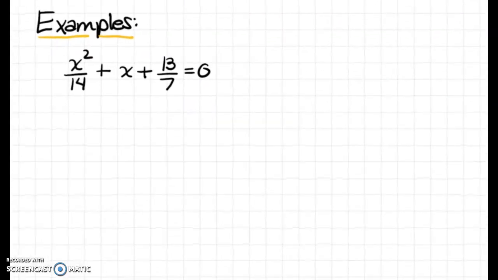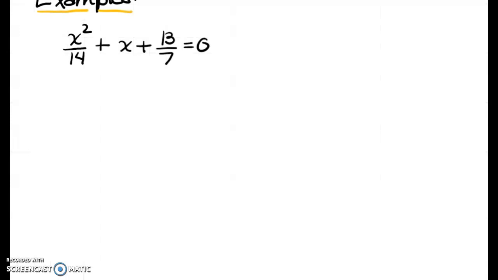And we know when we solve a quadratic equation using the quadratic formula, we need to find our A, our B, and our C value. The first thing I want you to notice is that we have fractions in this equation. So what I would like to do is eliminate the fractions, because I don't want my A value, my B value, or my C value to be a fraction. That would make things really difficult.